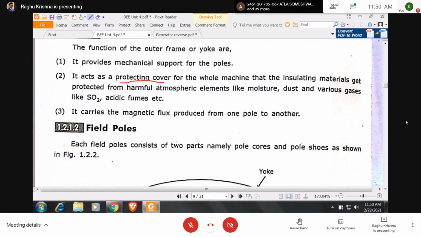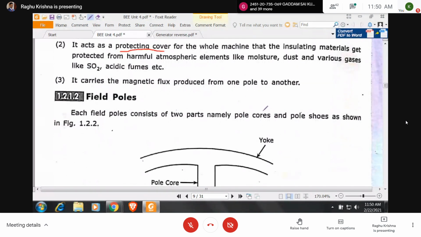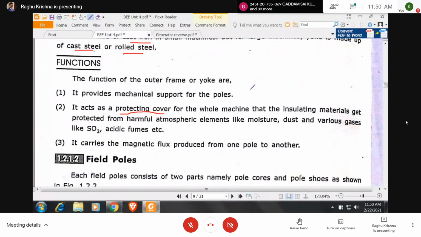Next, it carries the magnetic flux produced from one pole to the other. These are the functions of the outer frame. First, it provides mechanical support for the poles. Second, it acts as a protecting cover for the whole machine and provides protection for the insulating material. Third, it carries the magnetic flux produced from one pole to another.